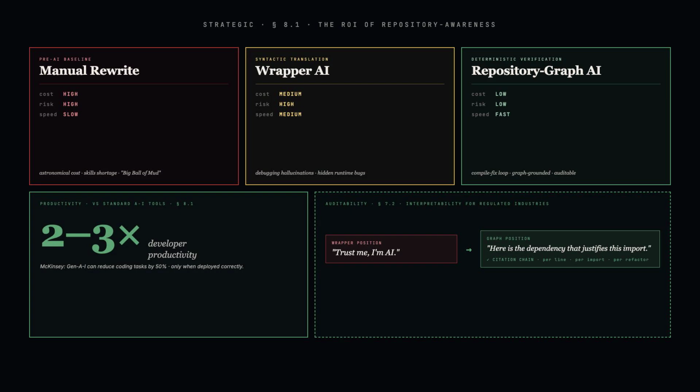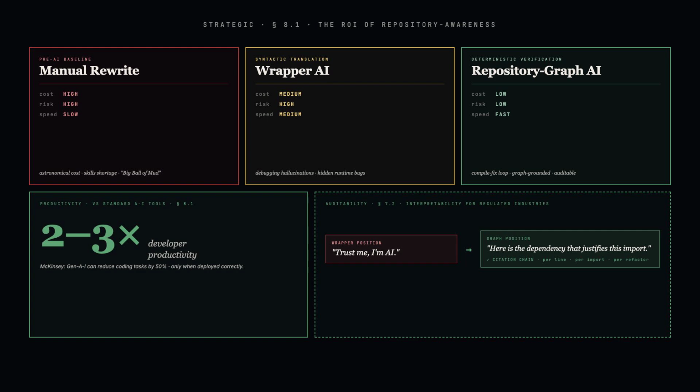3 modernization paths exist. Manual rewrite: high cost, high risk, slow. Wrapper AI: medium cost driven by debugging hallucinations, high risk from hidden bugs. Repository graph AI: low cost through automation, low risk through deterministic verification. Productivity differs by a factor of 2 to 3 over standard AI tools. McKinsey data suggests that generative AI can reduce coding tasks by 50%, but only when deployed correctly.